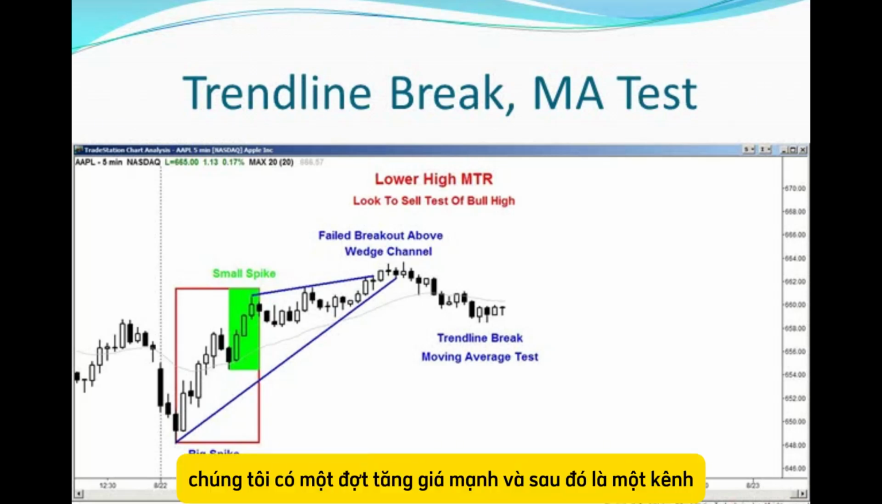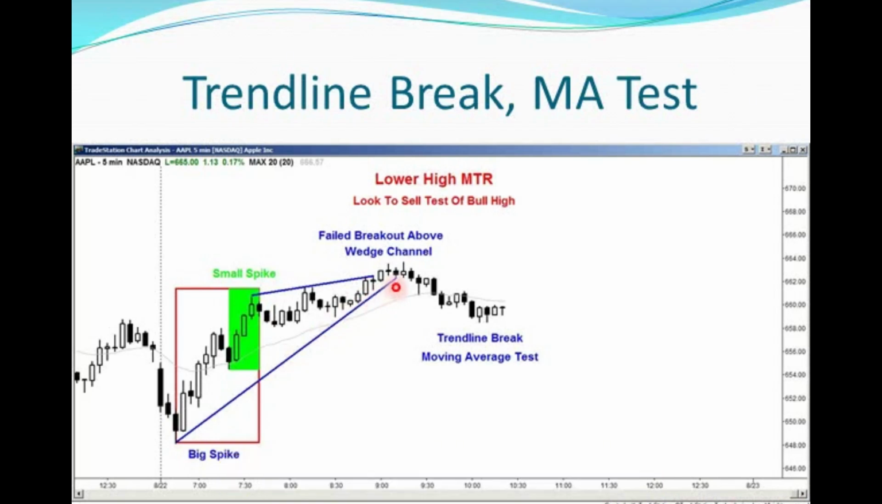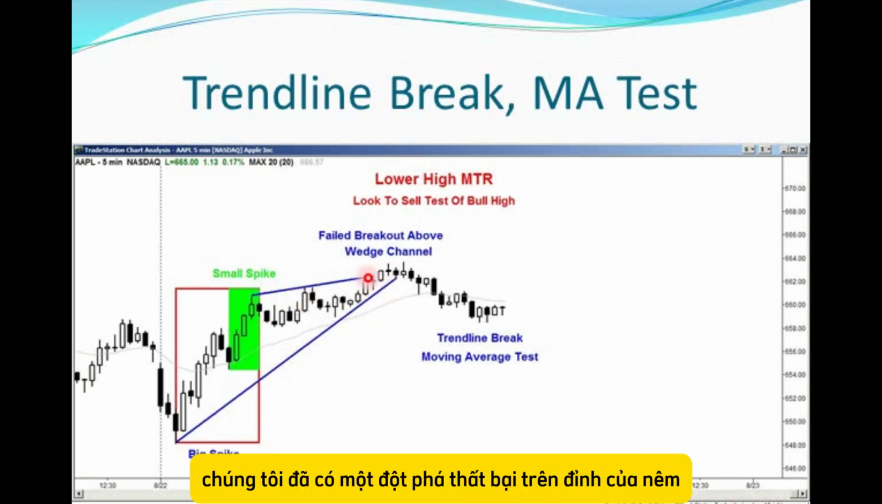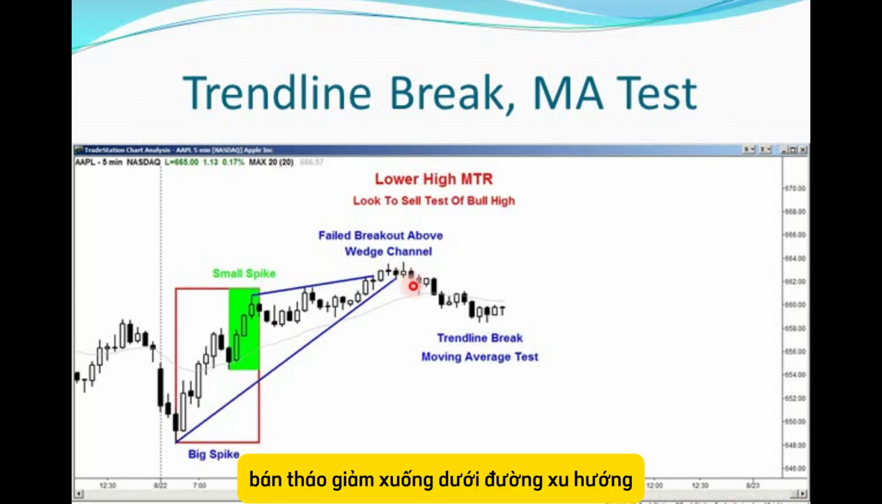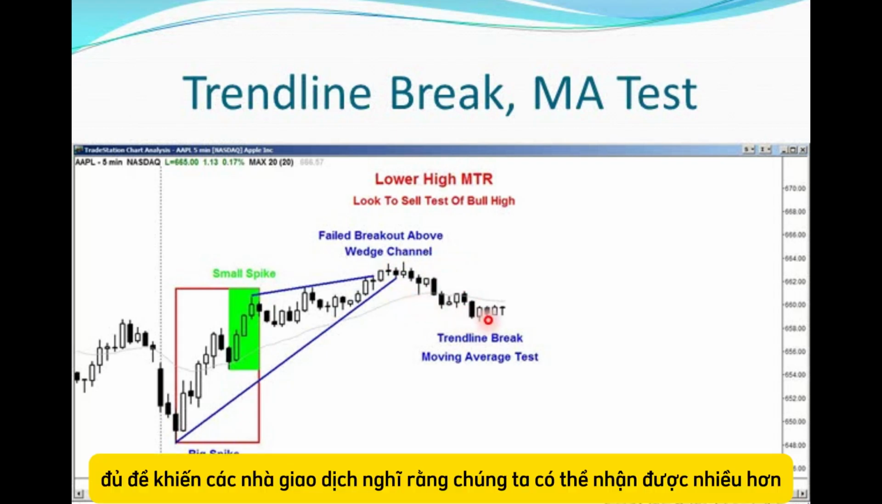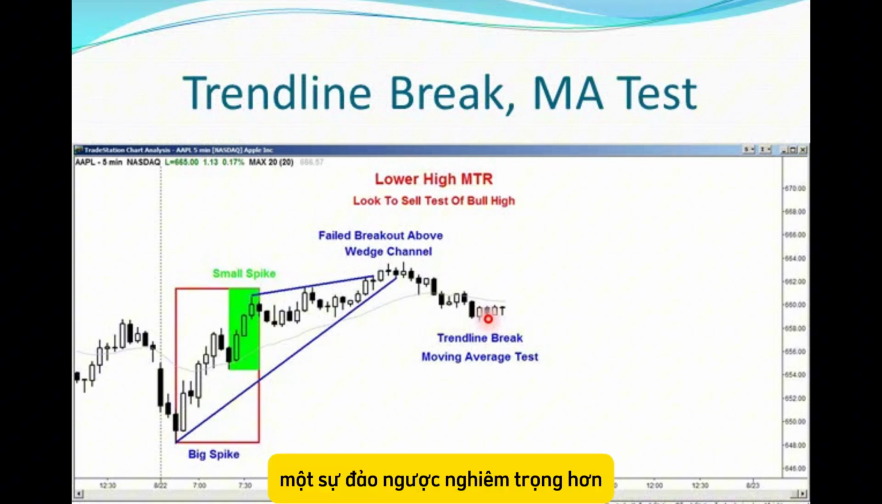Here's an example. We have a strong bull spike and then a channel, which is a much weaker bull trend, and you can draw a trend line below. You can argue that it's a wedge top. We had a failed breakout above the top of the wedge, and the market is starting to reverse down with a second entry short. The sell-off fell below the trend line, and it tested the moving average, and it lasted a lot of bars. So there's reasonable selling pressure in here, enough to make traders think that we might get a more serious reversal after testing the prior high of the bull.